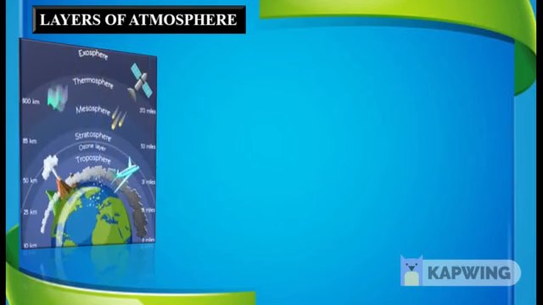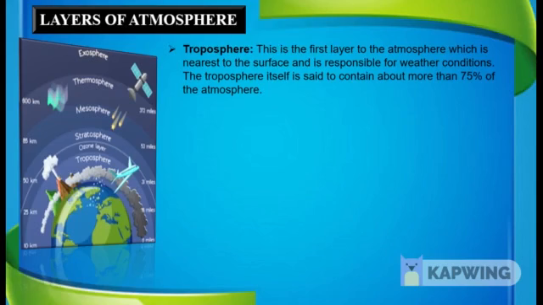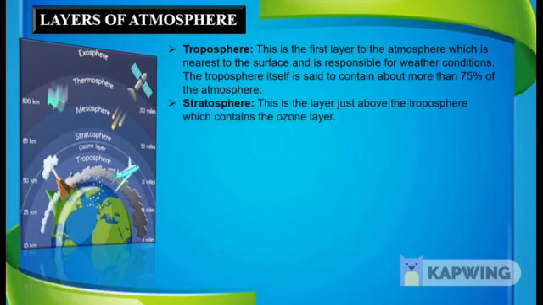As you can see here, there is a figure of different layers of the atmosphere. The first layer from the surface of the earth is the troposphere. This is the first layer of the atmosphere, which is nearest to the surface and is responsible for weather conditions. The troposphere itself is said to contain more than 75% of the atmosphere. The second layer is the stratosphere. This is the layer just above the troposphere, which contains the ozone layer.